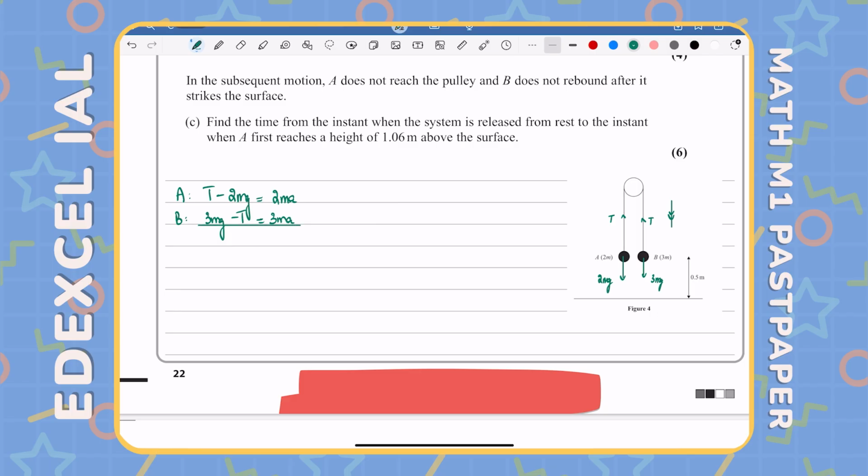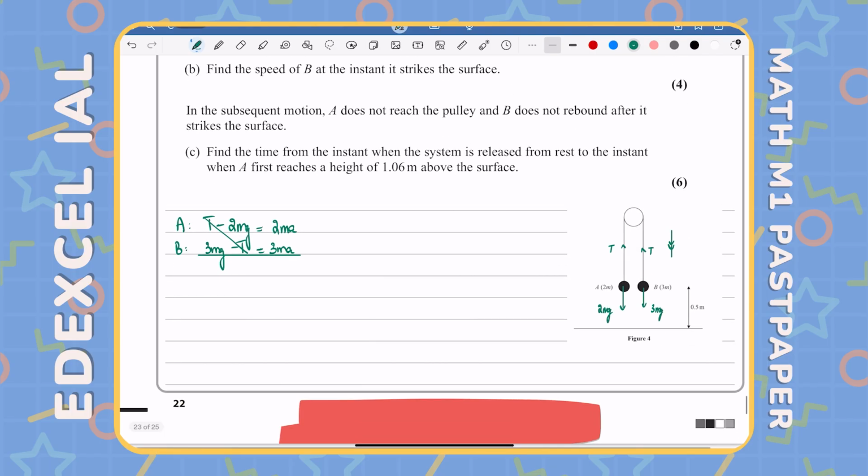Let's add them up. Once we add them up, tension gets eliminated. Although we're supposed to find the tension, let's add them up anyway. So minus 2mg plus 3mg equals mg, which equals 5ma. We cross out the m's. Let's calculate the acceleration. So acceleration would be equal to g upon 5.